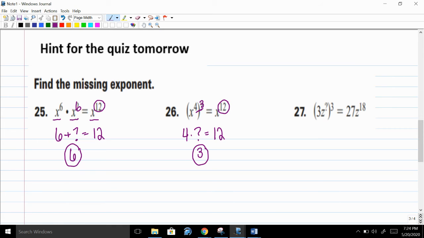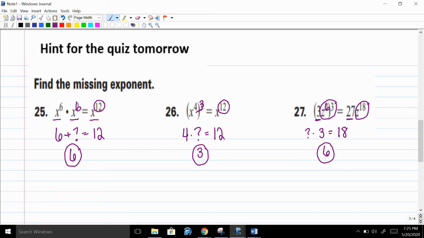Okay? 27. They try and confuse you by throwing a number in here. We're not really concerned with the 3. We got the 27, that's fine. We're concerned with the z, the question mark, the 3, and this z to the 18th. That's the most important thing there. So you know this is an exponent-high-multiply situation, right? So you know the question mark multiplied by the 3 has to give you 18. So you should know that the answer there is 6, because 6 times 3 is 18. 6 times 3 would give me that z to the 18th.